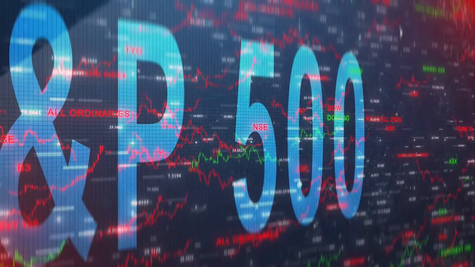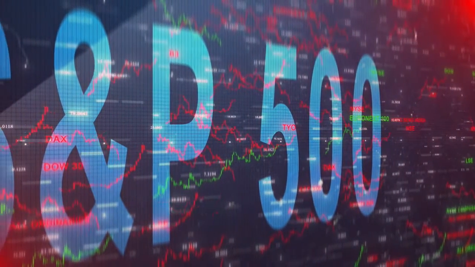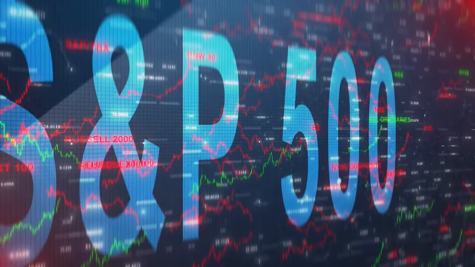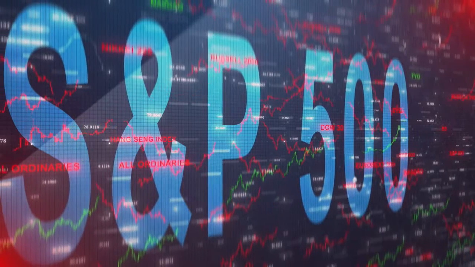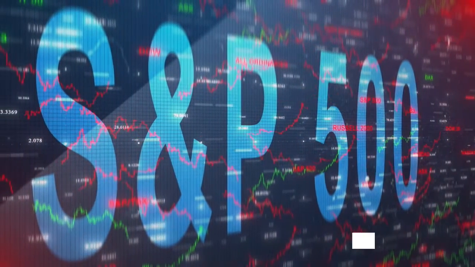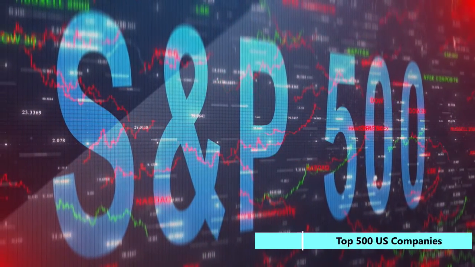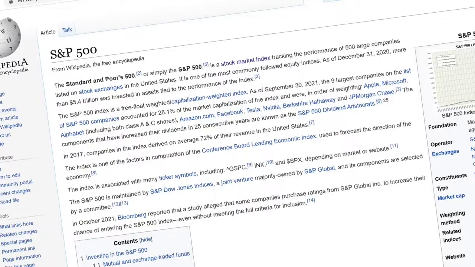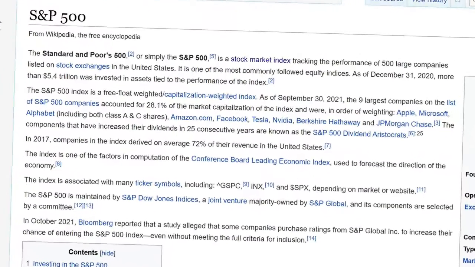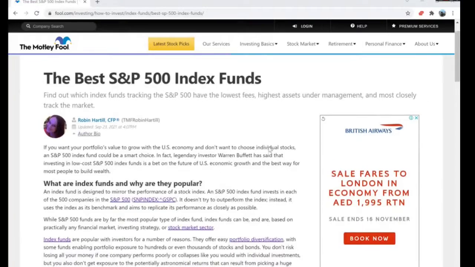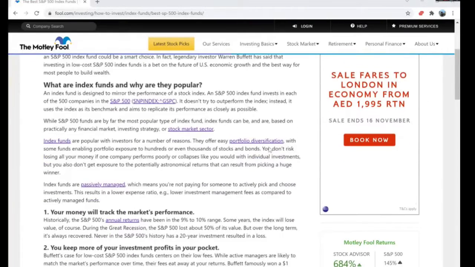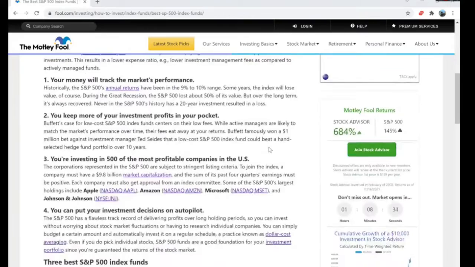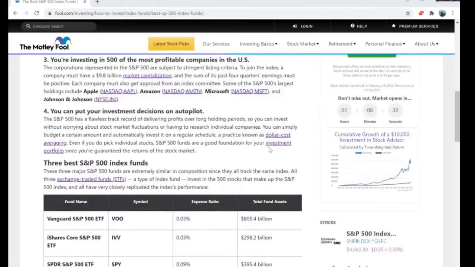The S&P 500 is one of the most well known, and it is termed as a market capitalization weighted index. The S&P 500 tracks the performance of the top 500 US publicly traded companies as determined by a committee at S&P. Because it is widely considered as the best gauge of large cap US equities, there are numerous funds designed to track the performance of the S&P 500.